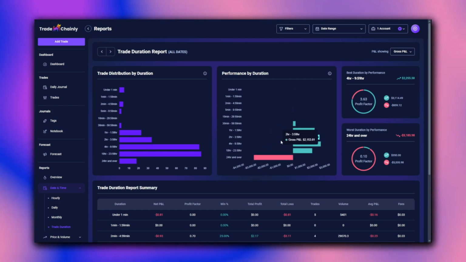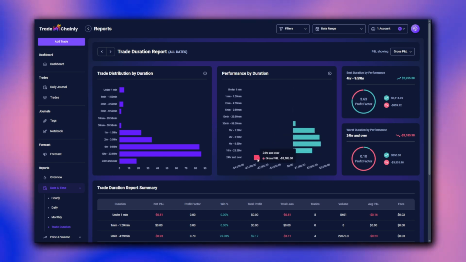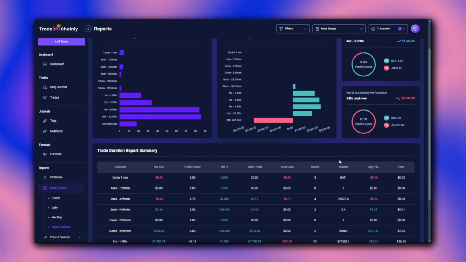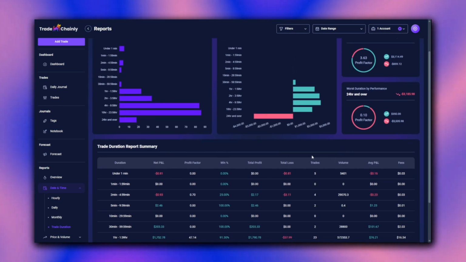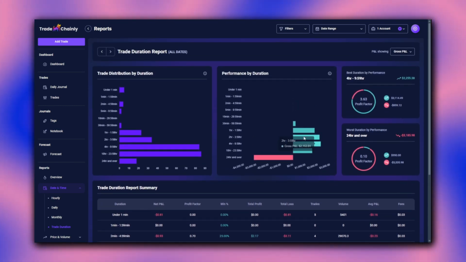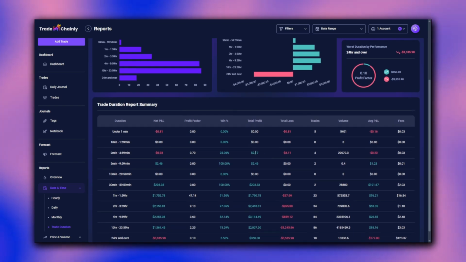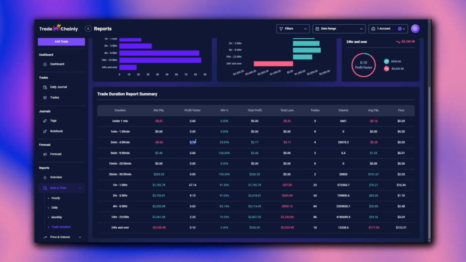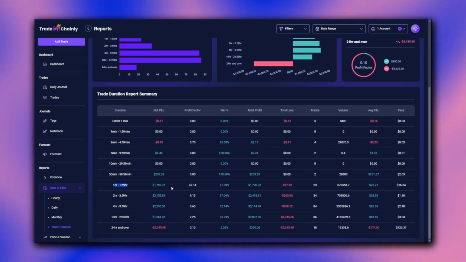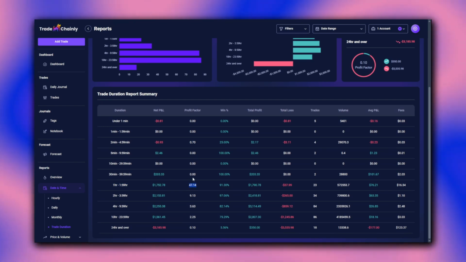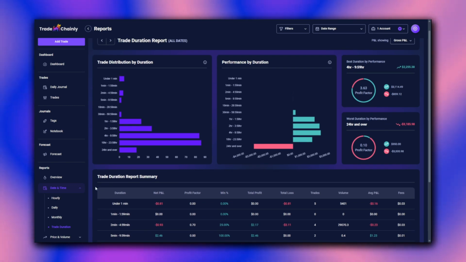It means your edge is intraday, so you should prefer intraday rules and avoid impulsive overnight holds. I should rework stop target rules or add a rule to close positions before crossing into the losing duration bucket. I can see my profit factor for each duration time. I can see I dominate in the 1 to 2 hour hold time, which helps me narrow down my strength.